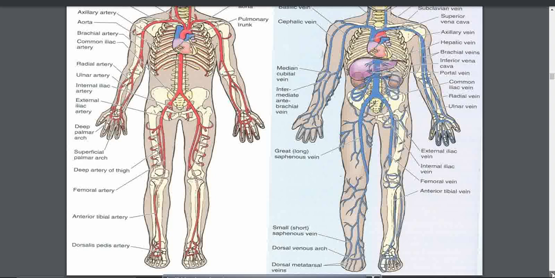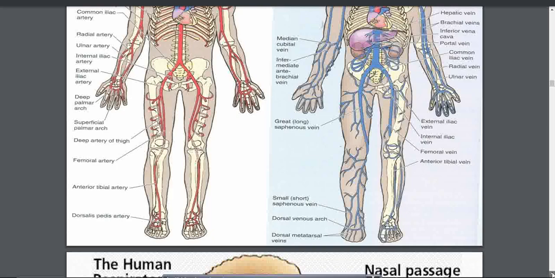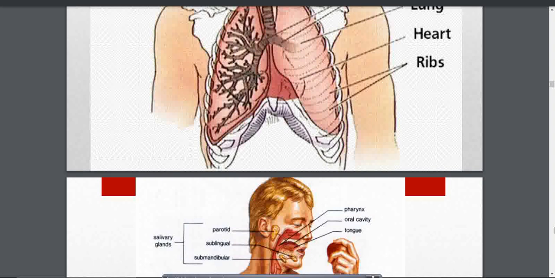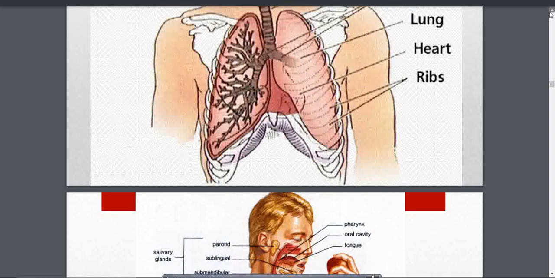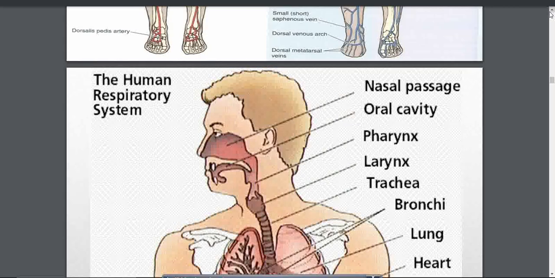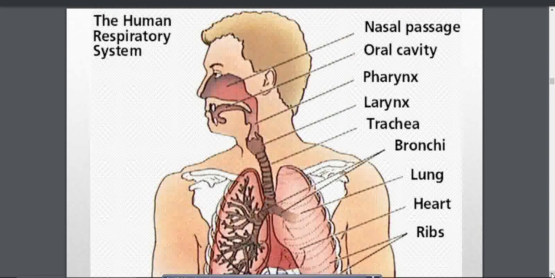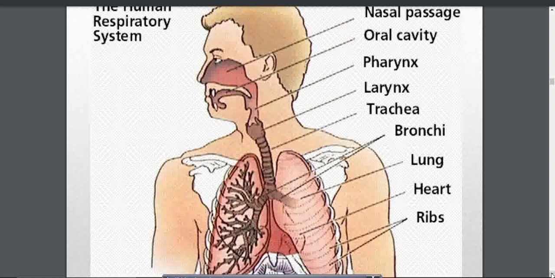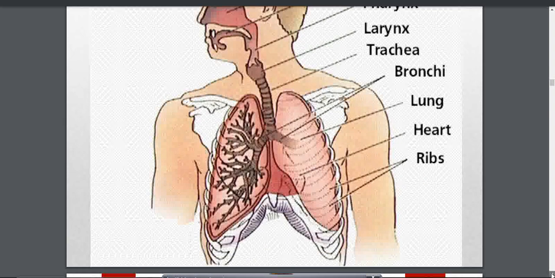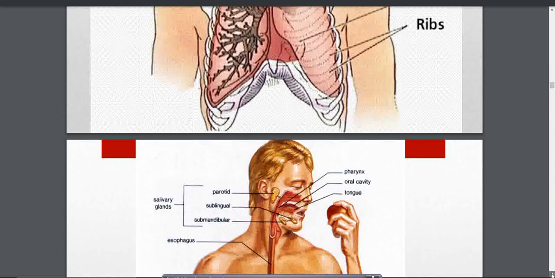So away from that, let's proceed. Then we have, this is what we have, the human respiratory system. You're also supposed to be able to, so this is a systemic approach. Nasal passage, we go system to system, oral cavity, this is the respiratory system. You need to know all of the components of the respiratory system.